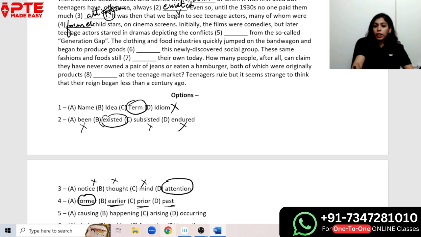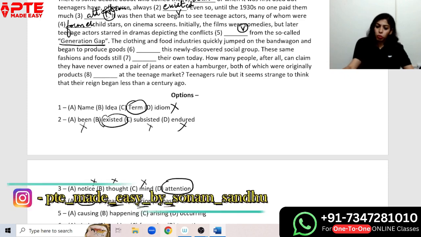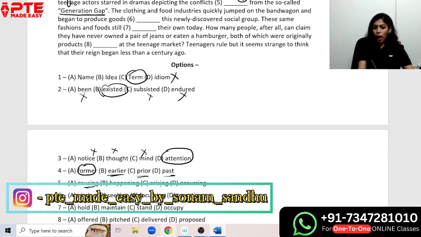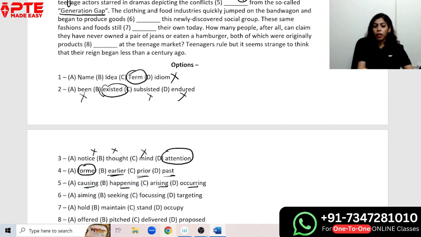Initially, the films were comedies, but later, teenage actors starred in dramas depicting the conflicts dash from the so-called generation gap. Some verb is going to come: causing from, happening from, arising from, or occurring from. Causing and happening cannot be the answers. So either arising or occurring.